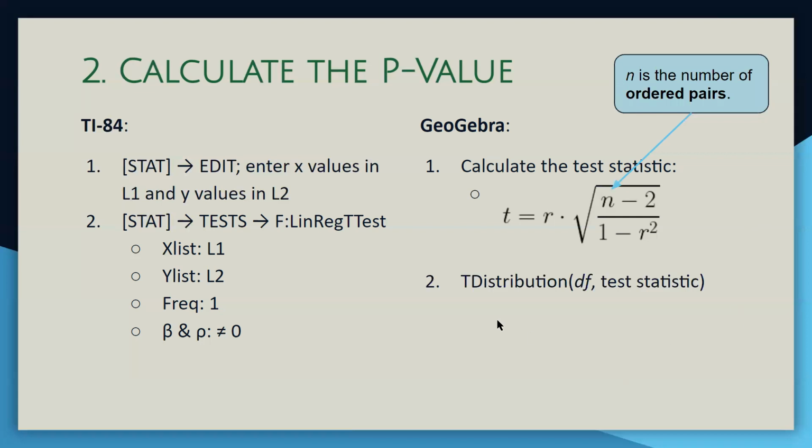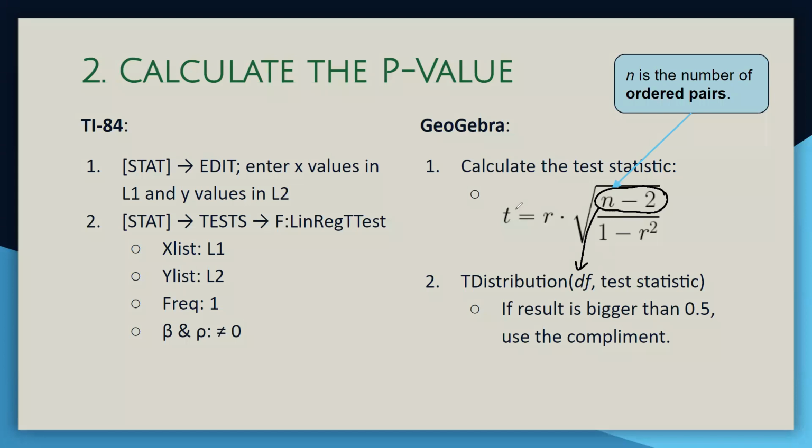Then we're going to run t-distribution to figure out the area in the tail for our test statistic. That degrees of freedom is n minus 2, and the test statistic is what we just found. And give me just a second. I want to write that down so everybody remembers. So our degrees of freedom is this right here. So that's going to go here. And then whatever you get as an answer, that's going to go here.